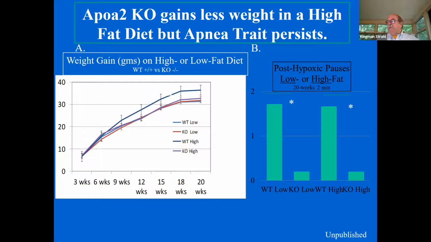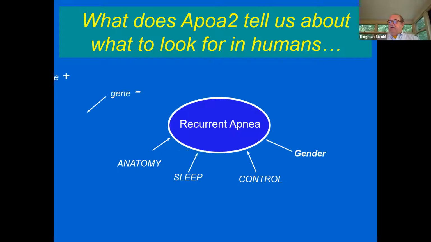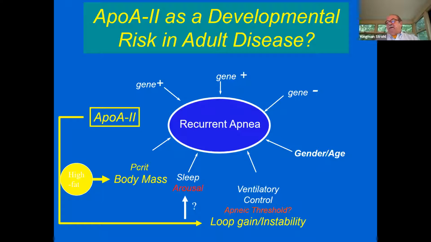So what does APOA2 tell us about what to look for in humans? Anatomy, sleep, and control, gender, genes. So APOA2 turns out it might affect your body mass and your peak crit, but it also might affect your loop gain, and perhaps it even works on sleep and arousal.